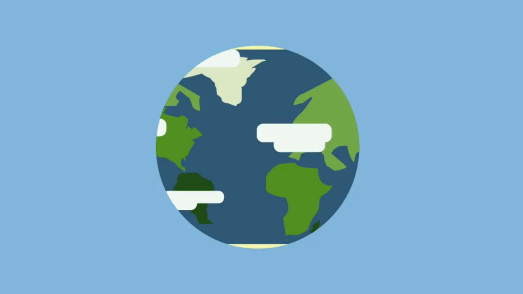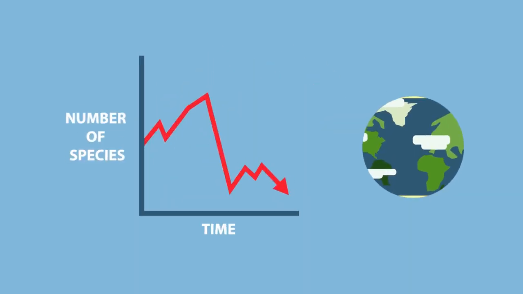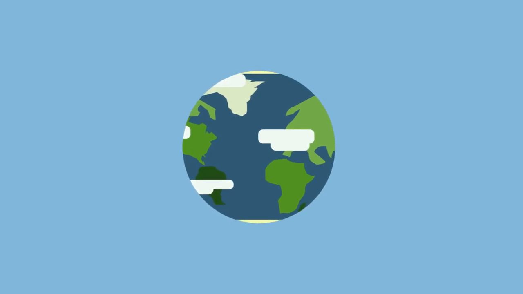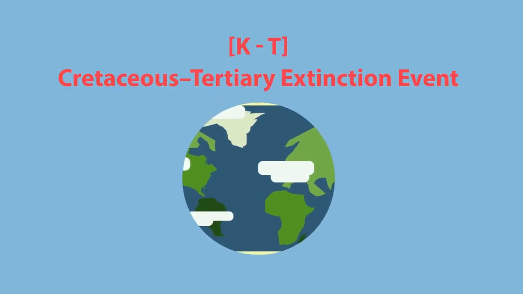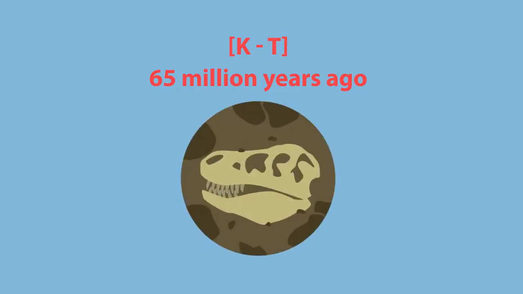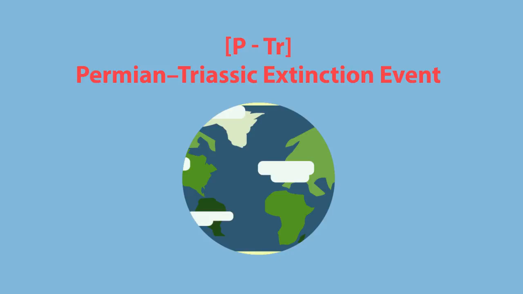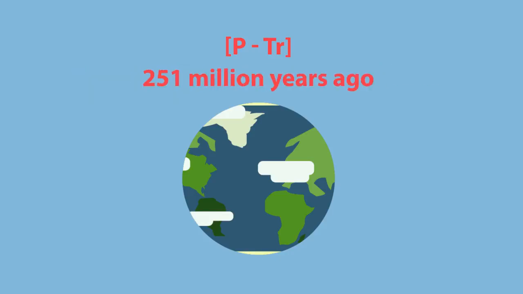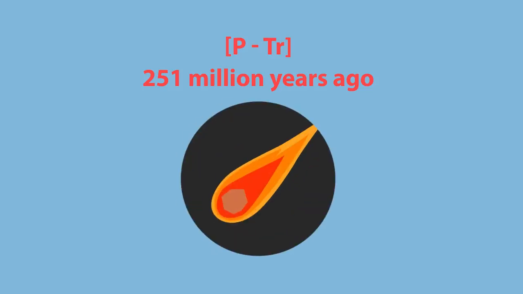From time to time, an event takes place on Earth which causes a mass extinction. These mass extinctions are identified by a significant and often devastating change in the number and variety of organisms alive at one time. The most famous mass extinction, called the KT extinction event, occurred about 65 million years ago and involved the extinction of the dinosaurs. The most devastating extinction event happened 251 million years ago and completely eradicated 96% of all known species. This was probably due to a comet or asteroid impact.